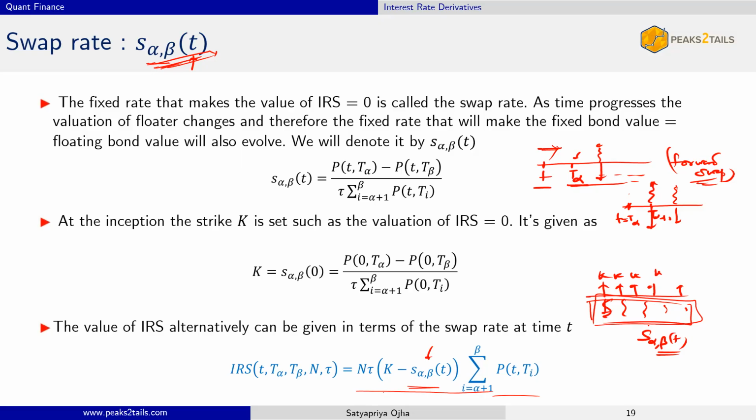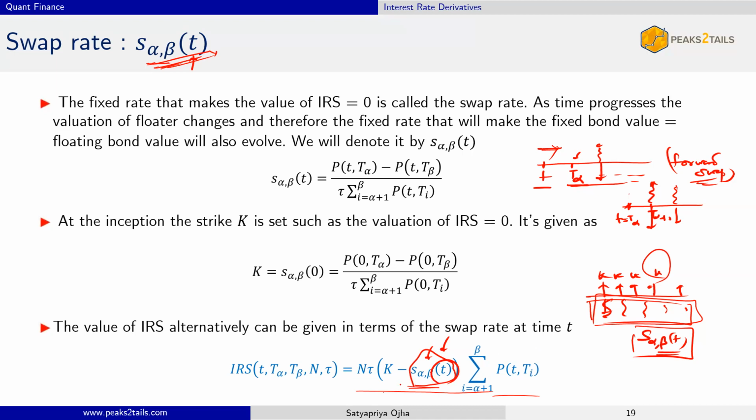S alpha beta t is the equivalent fixed rate of a fixed rate bond, which equals in value the floating rate bond. So instead of looking at the floating rate bond as a floating rate bond, I can look at it as a fixed rate bond with a hypothetical fixed rate which is equal to the swap rate at that time. So I'm getting K fixed from the inception, and I'm paying a hypothetical fixed, which is the swap rate, because that matches the floating bond outflow. So it's just fixed minus fixed. And this guy keeps getting updated with t. This is an alternative value.